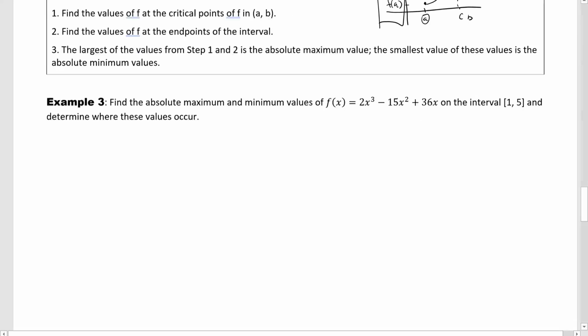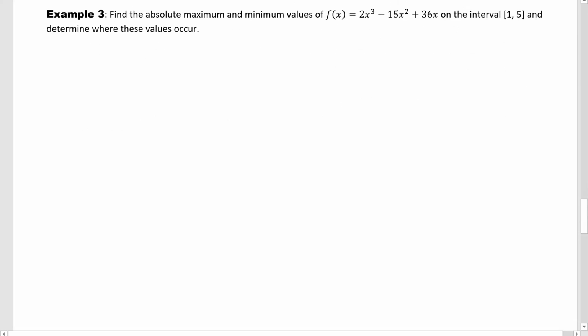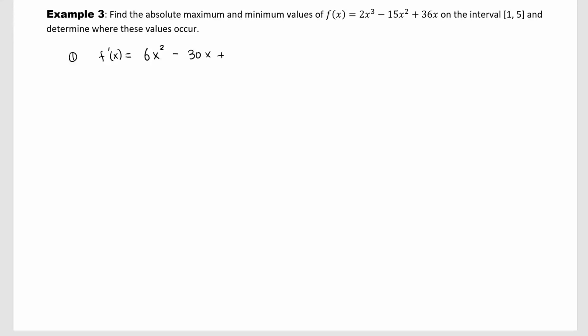So let's continue with example 3. Find the absolute maximum and minimum values of f of x. So the first step, we compute the derivative. What's the derivative of that? Well, 2 times 3 is 6, so we have 6x squared. 2 times 15 is 30. And then this is 36, right?